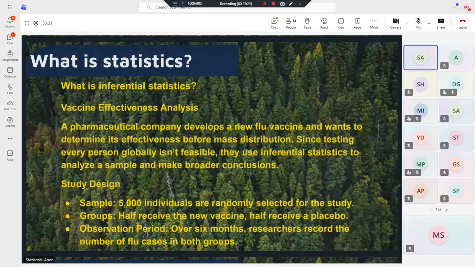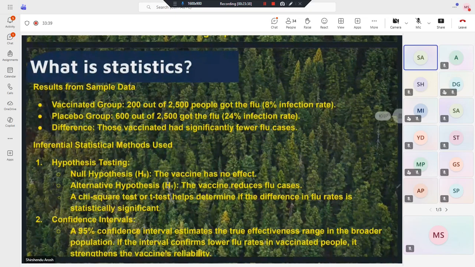Now after that, they are left in the environment with this particular flu for 6 months. Then you look into the output. After 6 months, if you see the sample data, for the vaccinated group, we found that 200 out of the 2,500 people got the flu. That means 8% got the infection. For the placebo people, 600 out of the 2,500 got the flu, so a 24% infection rate. That means the vaccine has a significant impact on the flu in this particular case.